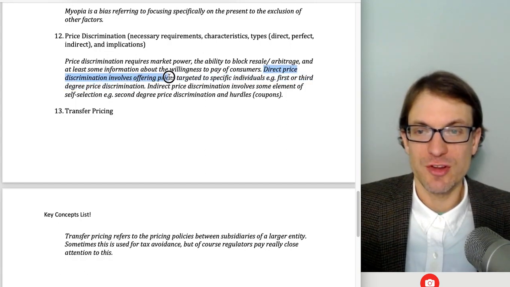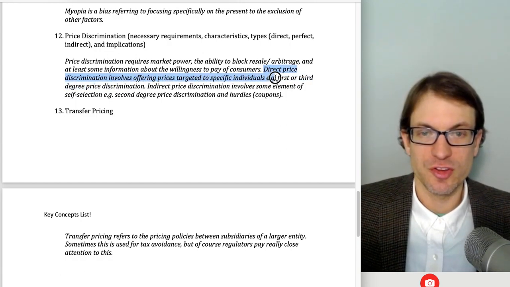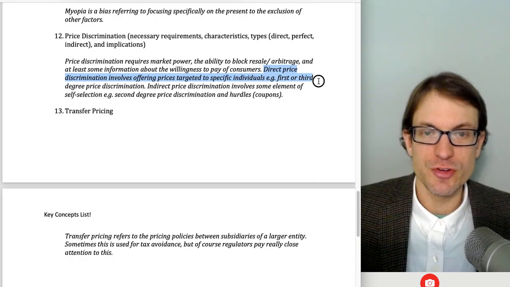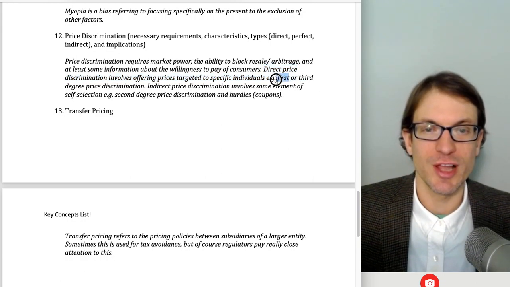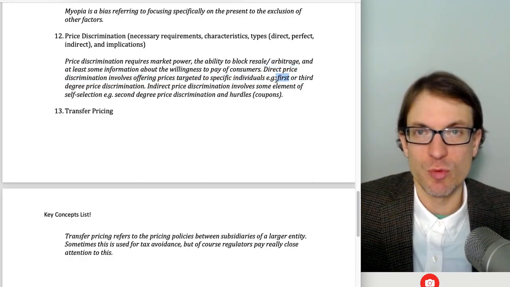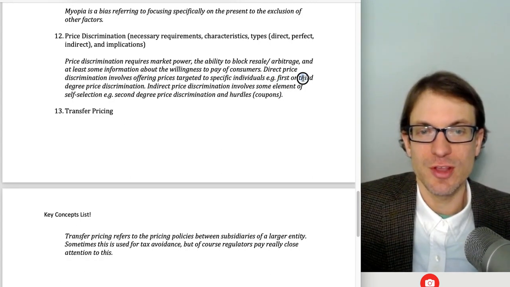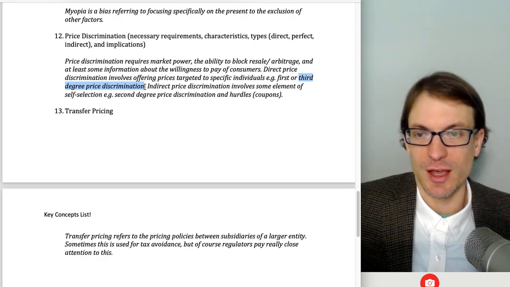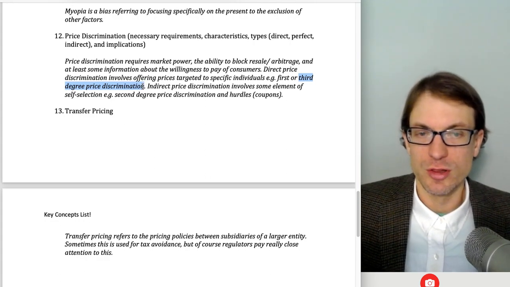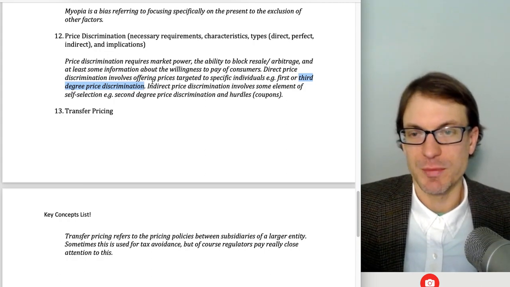Direct price discrimination is offering prices targeted at specific individuals. This can be first-degree price discrimination, where you have personalized prices. Everybody pays their willingness to pay. Or it could be third-degree price discrimination, where there's a different price for each group. So this would be like adults and children, or locals versus visitors at Disneyland, something like that.